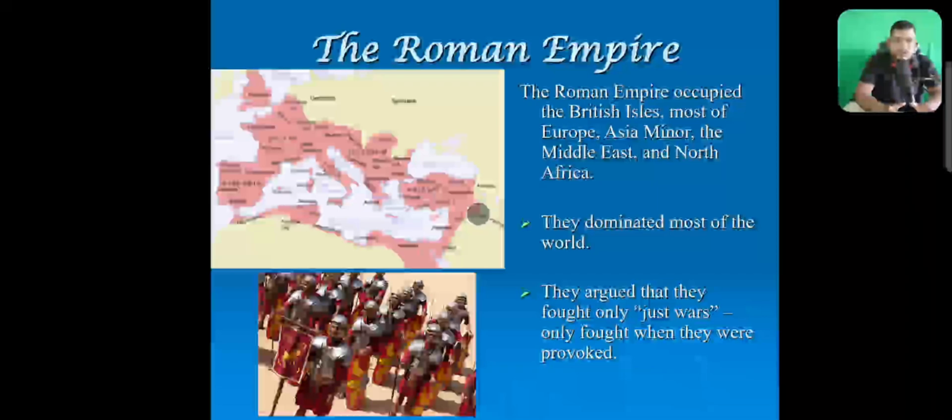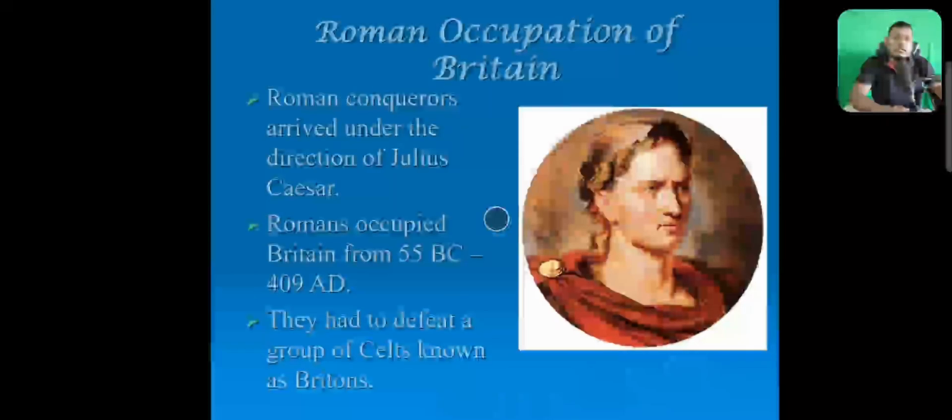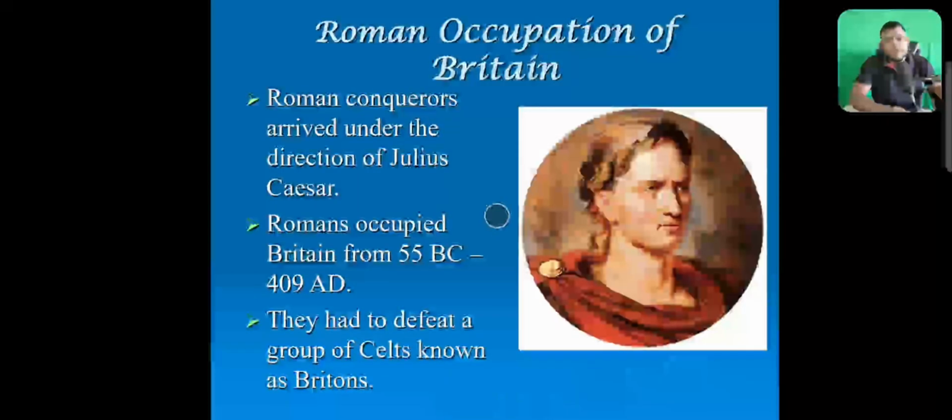So the Romans were very powerful at that time, and they occupied a lot of area on our map. Now, the Roman occupation of Britain. Roman conquerors arrived under the direction of Julius Caesar. The Romans occupied Britain from 55 BC to 409 AD, which is a very long time of rule there.